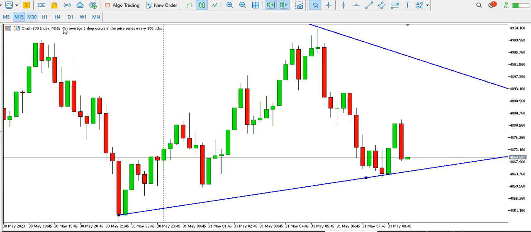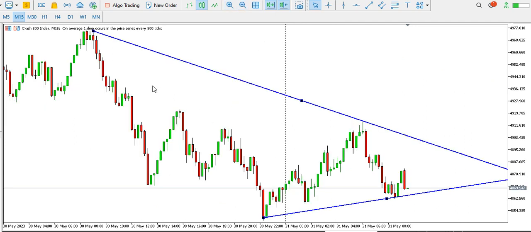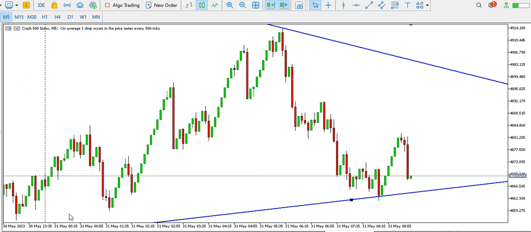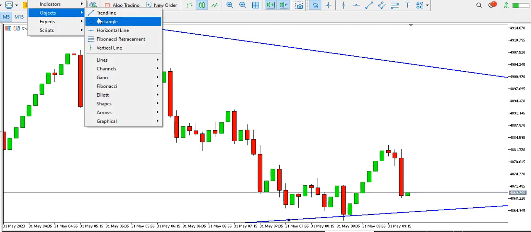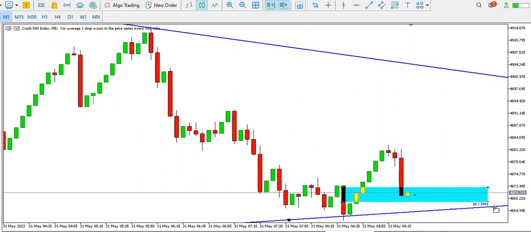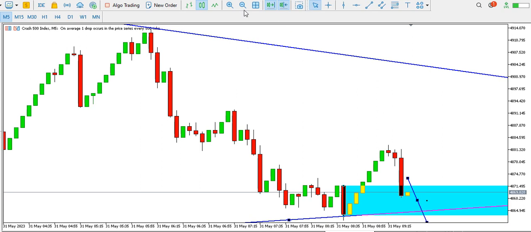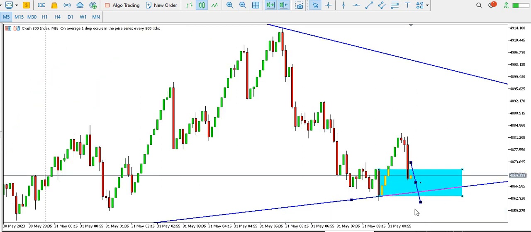On 15 minutes time frame, what do we have? On the 15 minutes time frame, price is dropping, so you might want to look for selling opportunities. On the 5 minutes time frame, you can see the buyers took price up, but the sellers are currently in the market and are trying to push price down. So a drop below this particular order block might signal more influx of sellers or the bears into the market, and Crash 500 might start selling some more.